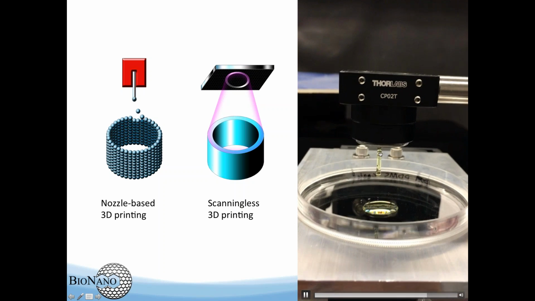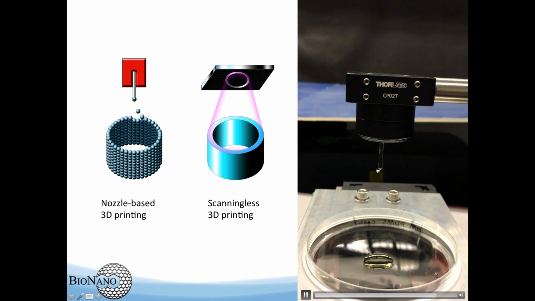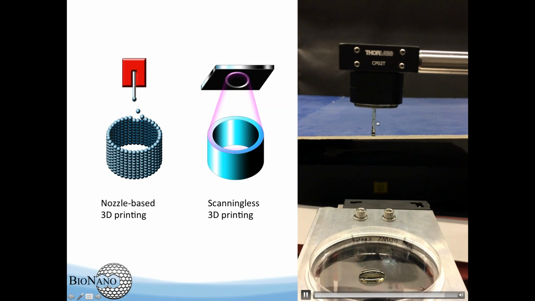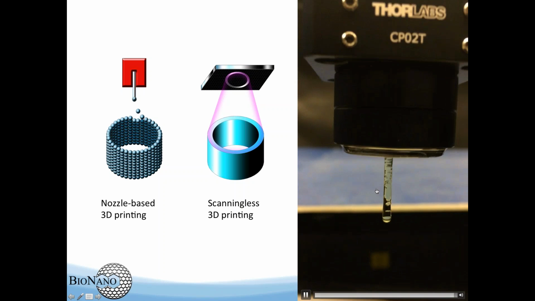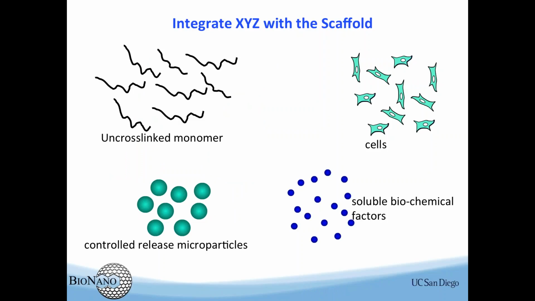So this tube is about 2 centimeters in length and 2 millimeters in diameter, and it's hollow. You can see how quickly we can print these kinds of structures. This is polyethylene glycol. You can see it's transparent.